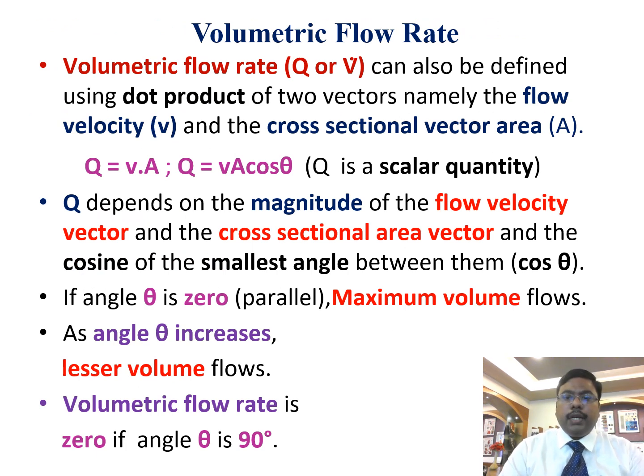Volumetric flow rate can also be defined using dot product of two vectors, namely the flow velocity vector and the cross-sectional vector area. Q is equal to V dot A, which is equal to V A cos theta. Q depends on the magnitude of the flow velocity vector and the cross-sectional area vector and the cosine of the smallest angle between them. If the angle is 0, maximum volume flows. As the angle increases, lesser volume flows. The volumetric flow rate is 0 if the angle is 90 degrees.